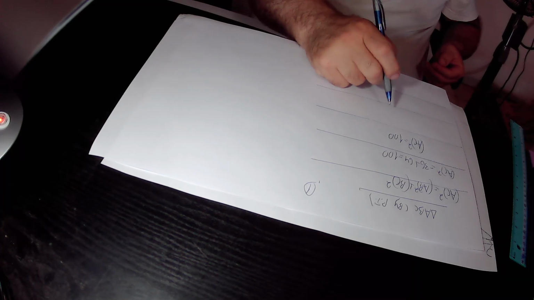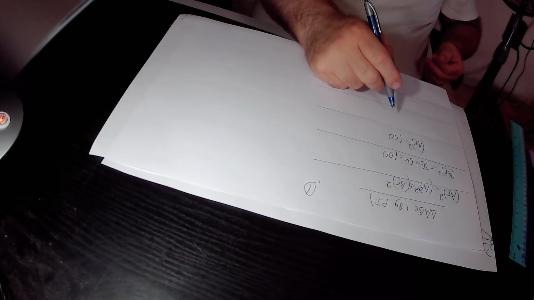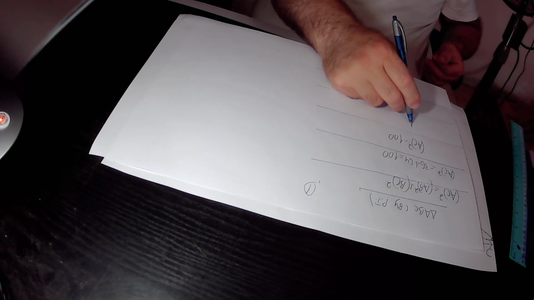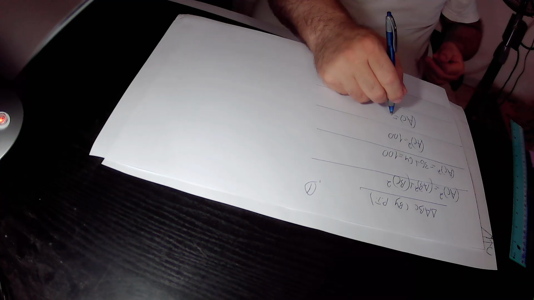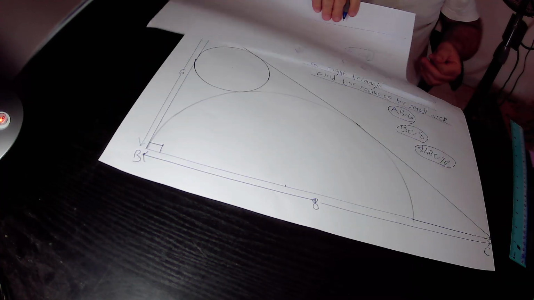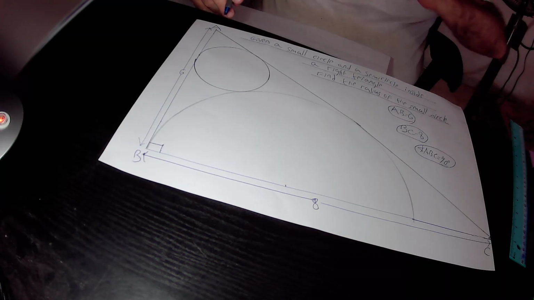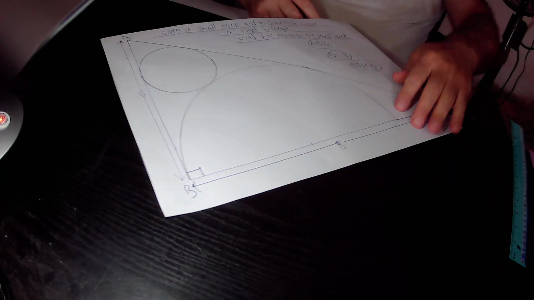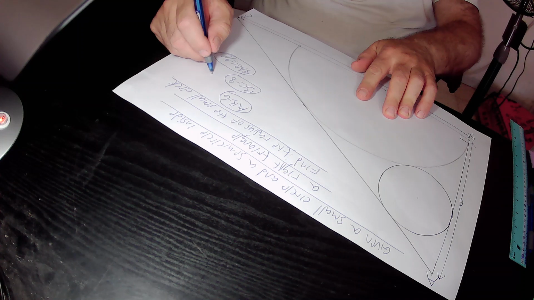Here we take the root of this equation and we find that the length of the hypotenuse AC is equal to the square root of 100, that is 10. So the length of the hypotenuse AC is 10 units, so I write it down. AC equals 10 units in length.